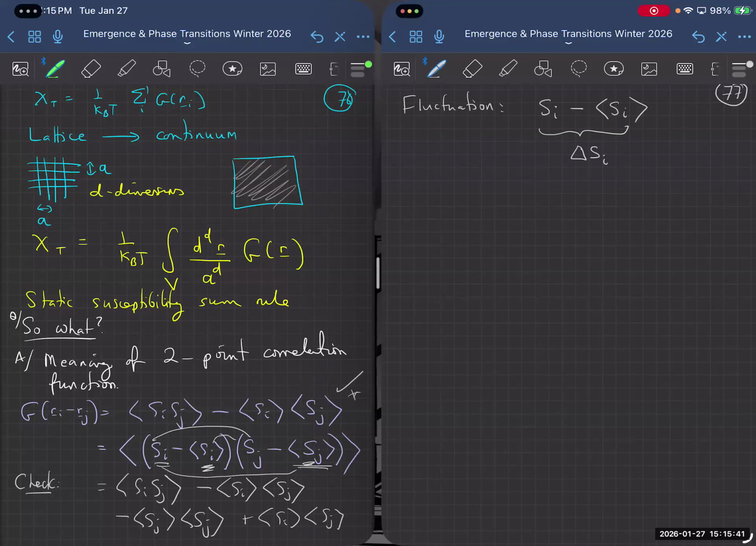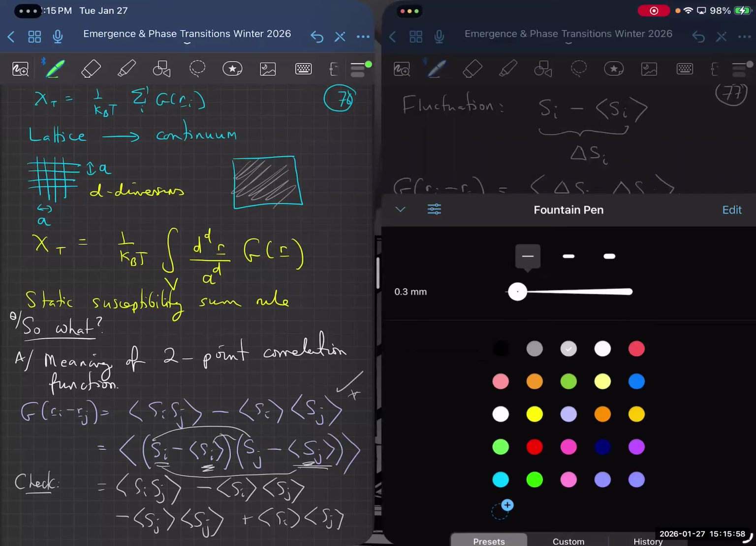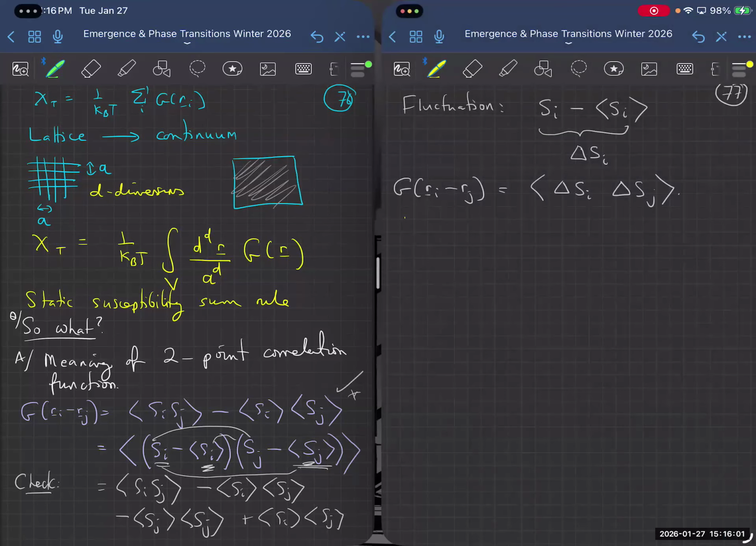And so what I've just proven to you is that the 2-point correlation function is the expectation value of the fluctuation of S_i times the fluctuation of S_j. So what this then means is it tells you how much delta S_i resembles delta S_j. In other words, let's think what could happen.